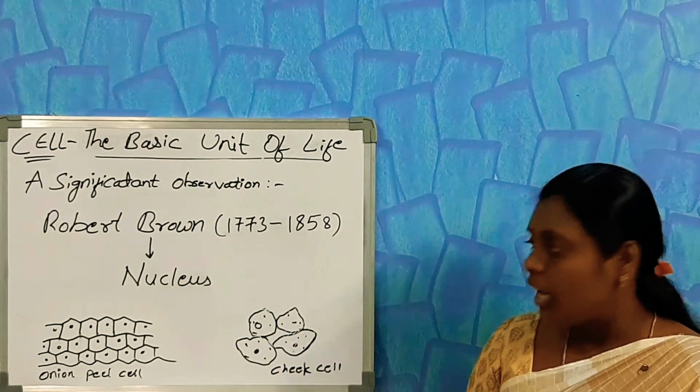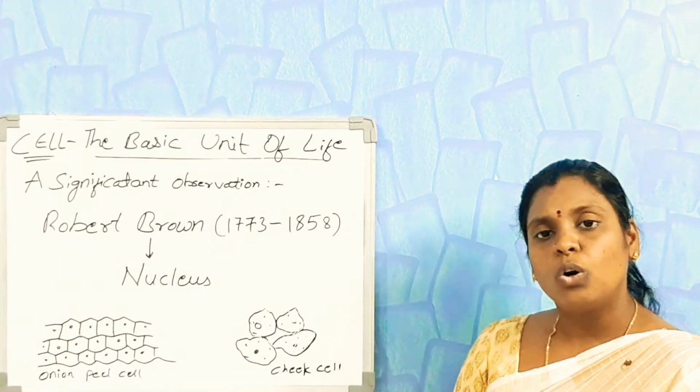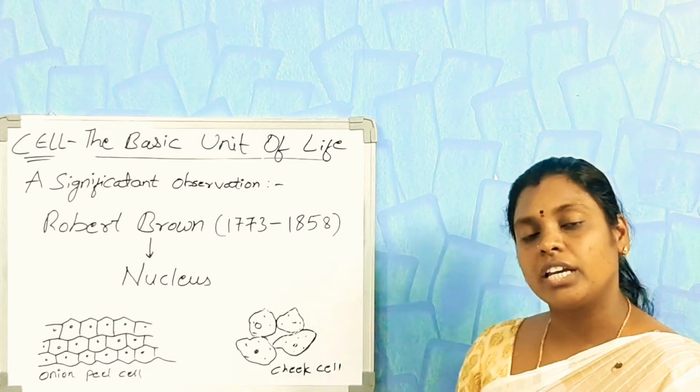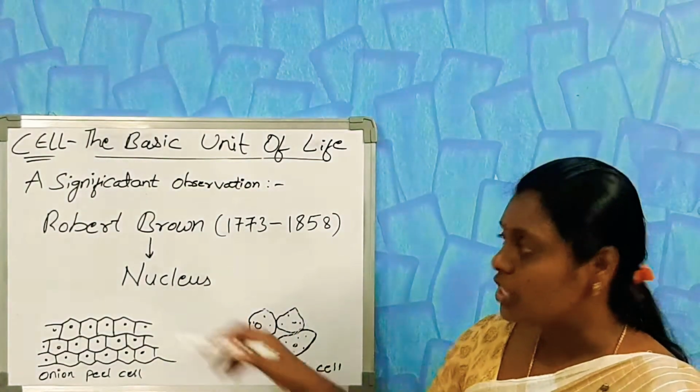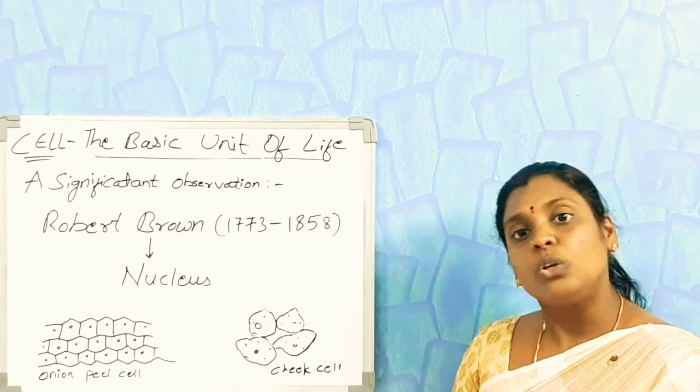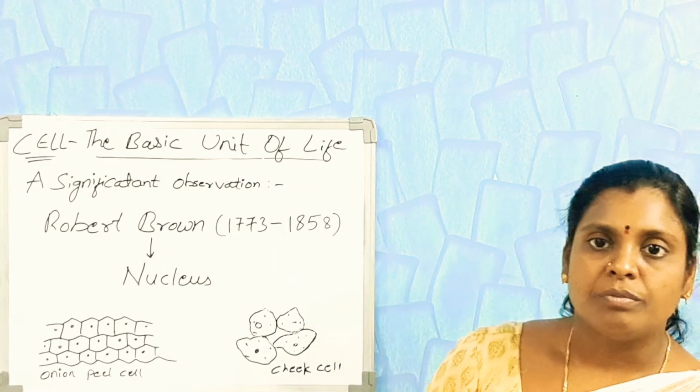Whereas in the animal cell, we don't have a cell wall. The outer layer is only the cell membrane. Here the nucleus is also covered with the nuclear membrane.